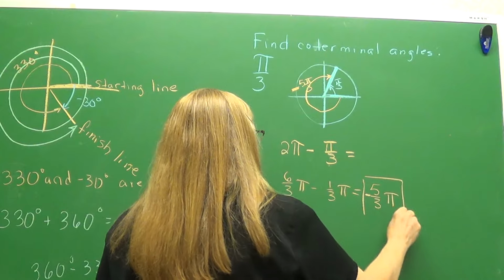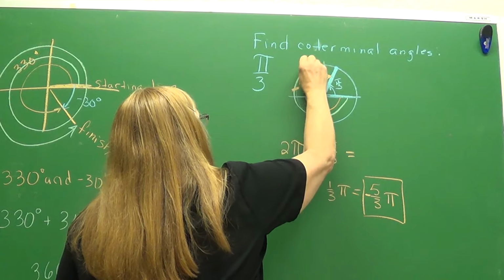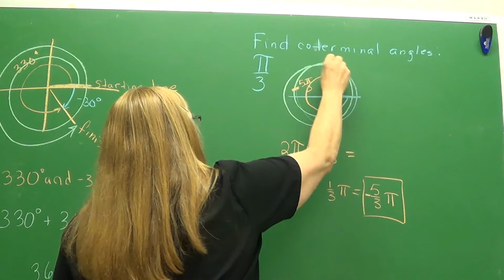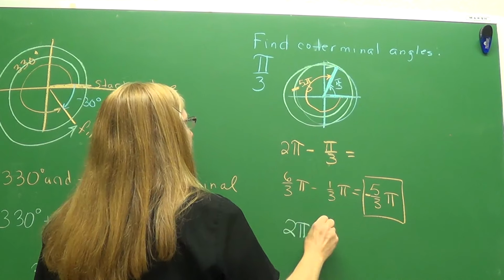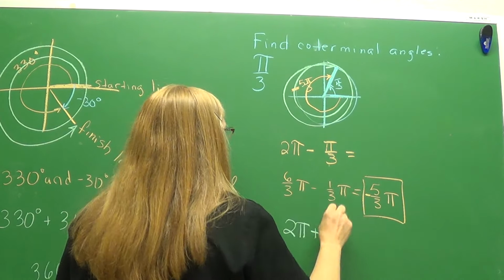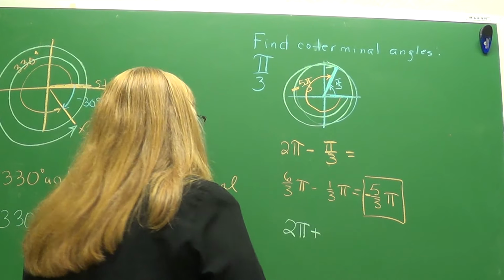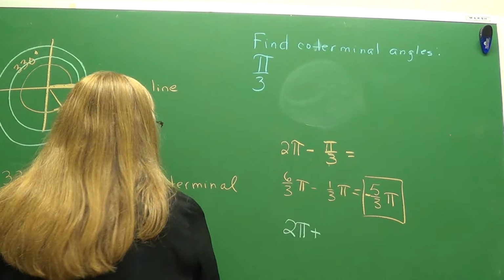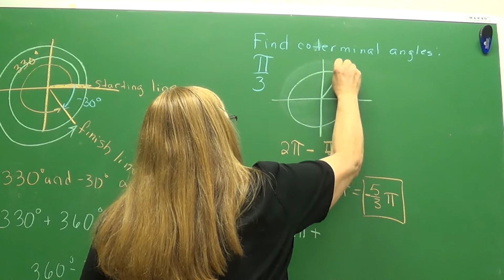And now I want a positive one, so I'm going to start here and go all the way around once and overlap and stop at the finish line. So I went one whole circle plus the pi over 3. Oops, I went the wrong way. Sorry, let me erase that. That would give you a coterminal angle, but it would not be positive. So let me write that in again. All right, here is pi over 3.